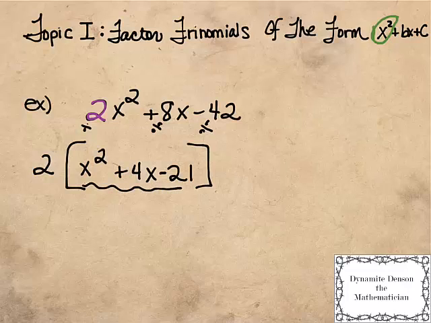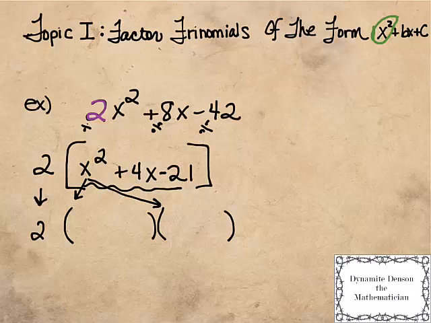Now just try and factor this inner part. Carry your 2 down. We need to break the x squared up into x and x because x times x is x squared. Now we need to list all numbers that multiply to give -21 and add or subtract to give +4.